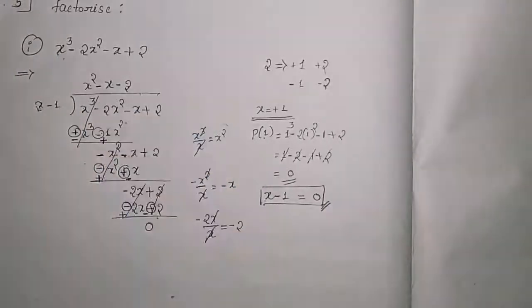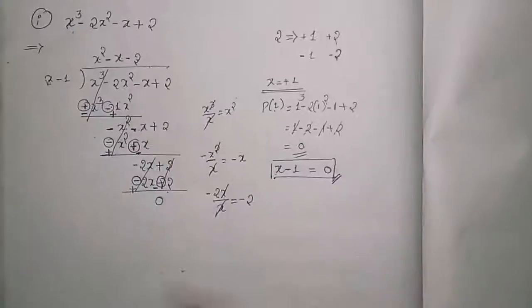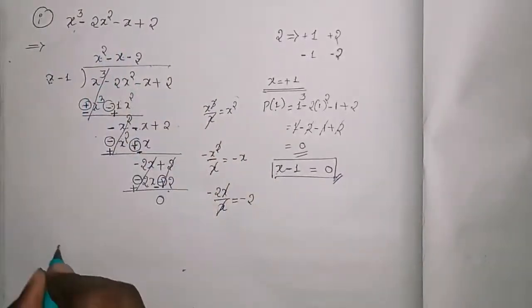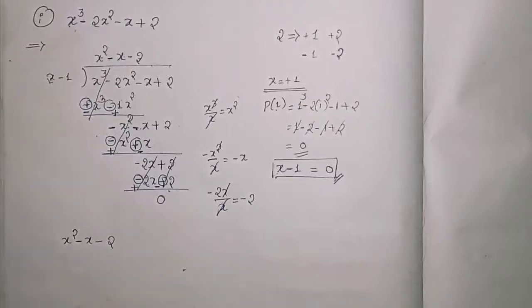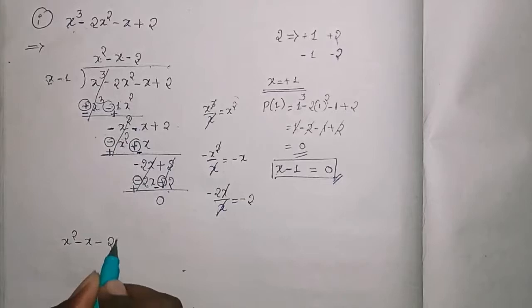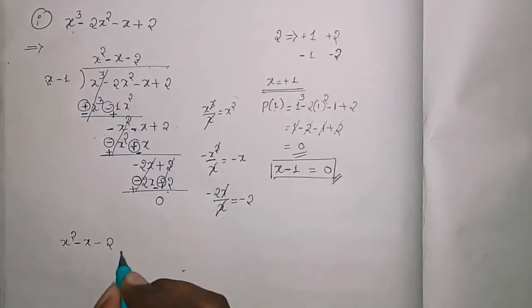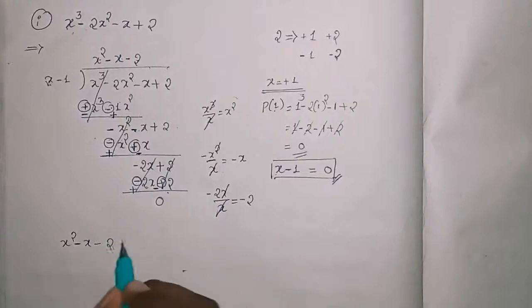Again you have to solve for this quotient term. Now you consider that one. So what is the quotient term? That is x square minus x minus 2. Now you got 3 terms. Yes, x square, x to the power 1, x to the power 0. Yes, so which is our equation. So now you can factorize the terms. So how to factorize this one?